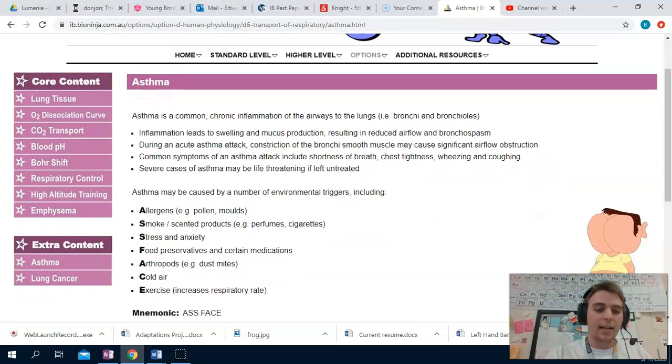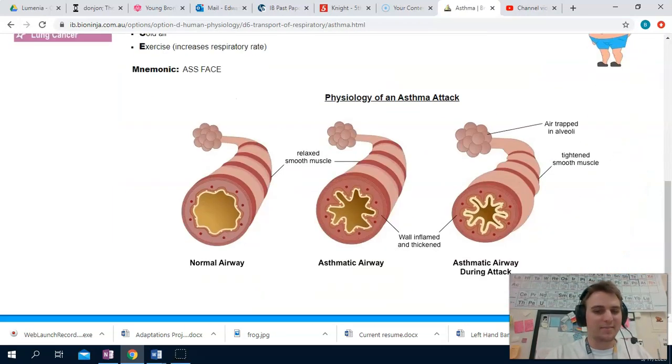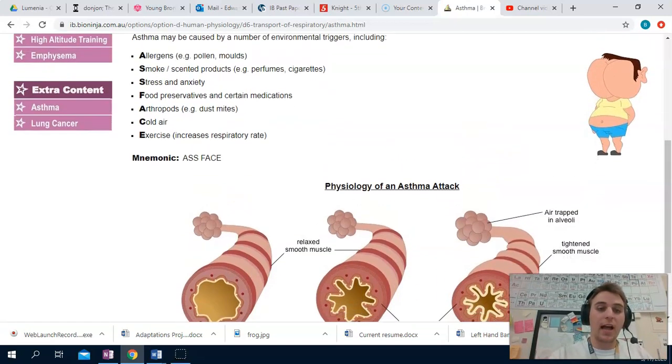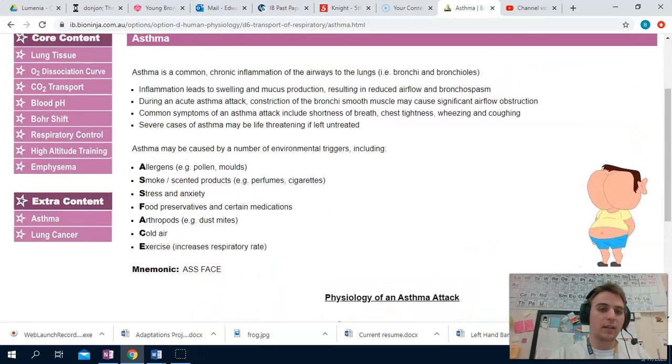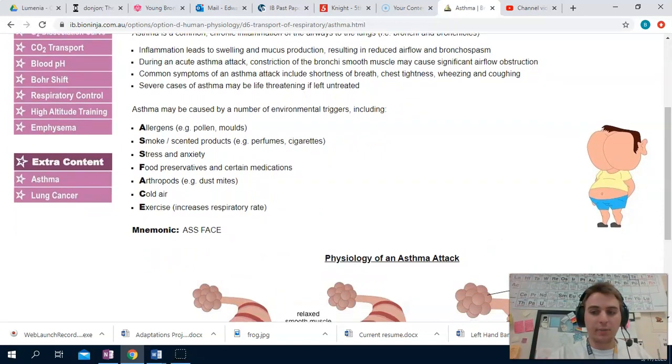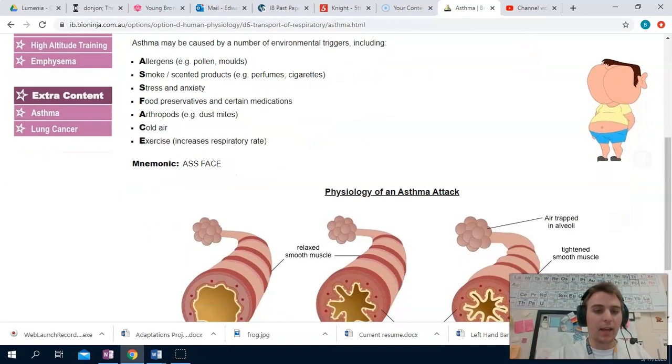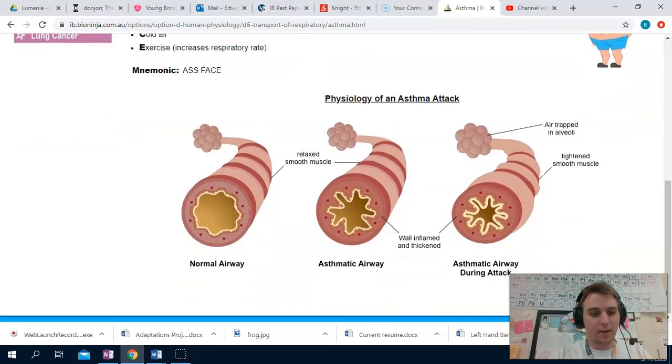Okay, and then asthma. All that asthma actually is the constricting of airways because of inflammation in the tissues there. And this happens for a number of reasons: allergens, smoke or scented products, stress, anxiety, food preservatives. Okay, it's really common chronic inflammation of the lungs. Nothing crazy about it. Okay, I'll let you remember that mnemonic right there.